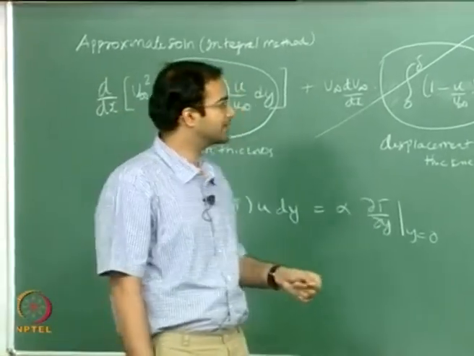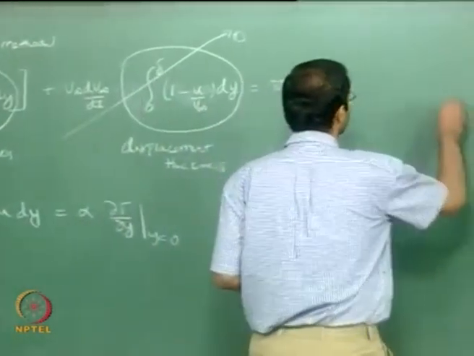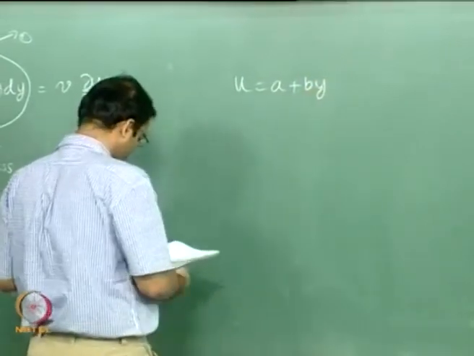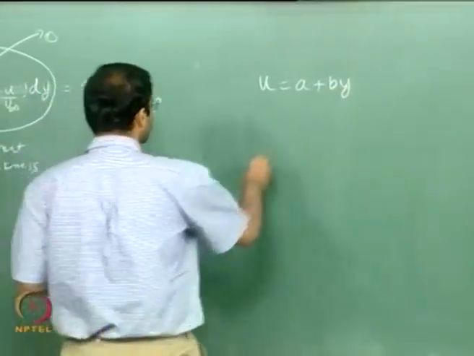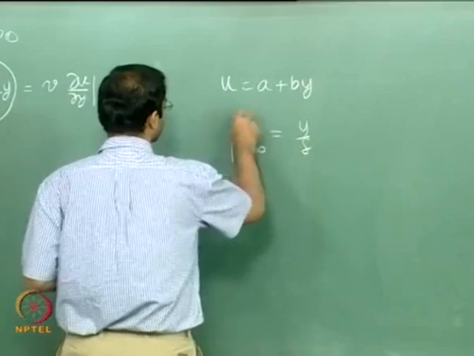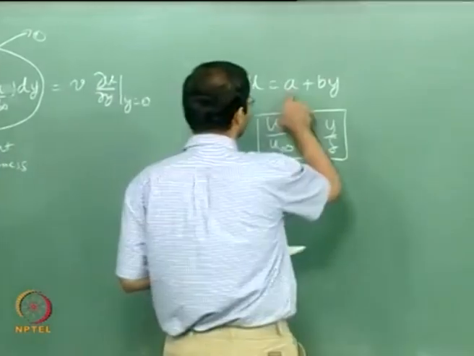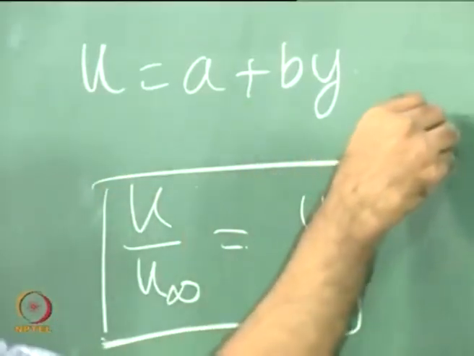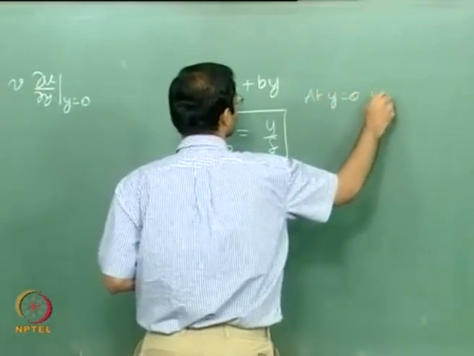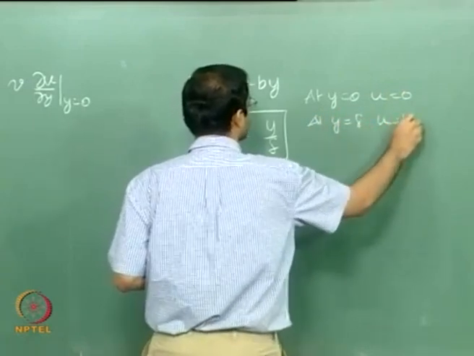Yesterday we did this for the flow problem. We guessed initially a linear profile, of the form u is equal to a plus b y, and finally when we plug in, the profile comes out very simply as u by u infinity is equal to y by delta. We were putting boundary conditions to satisfy this particular profile and determine the constants a and b. That is, at y equal to 0, u equal to 0, and at y equal to delta, u equal to u infinity.